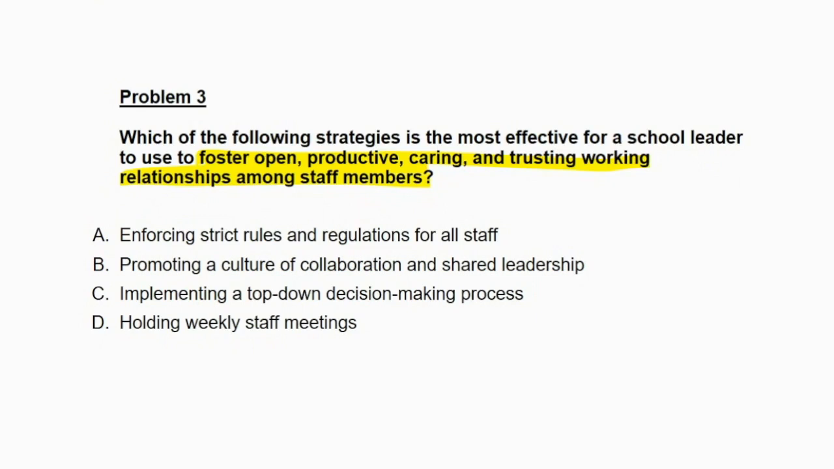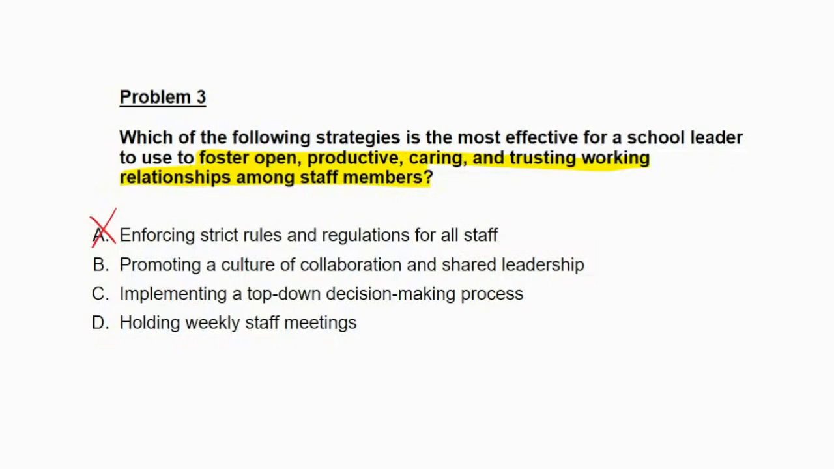For example, if we look at letter A, enforcing strict rules and regulations for all staff, while rules and regulations help us to operate on a day-to-day basis, enforcing strict rules and regulations is not going to be able to provide us an opportunity for two-way communication, as well as produce these productive and welcoming relationships. So we'll eliminate letter A.